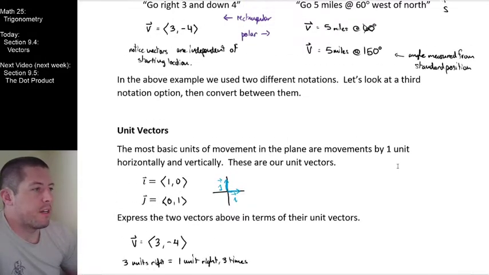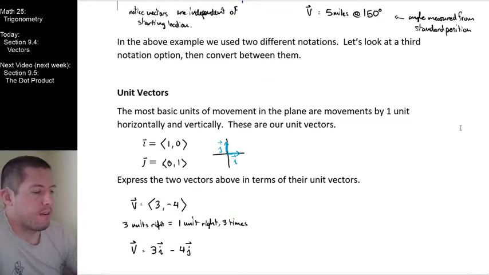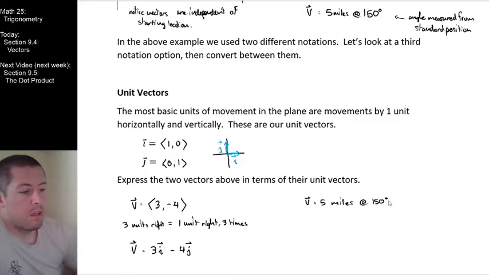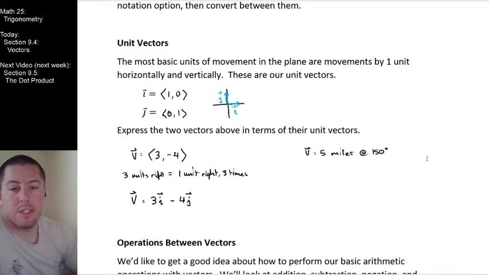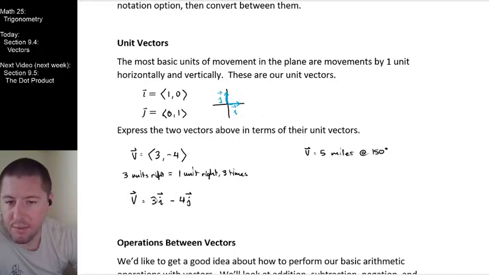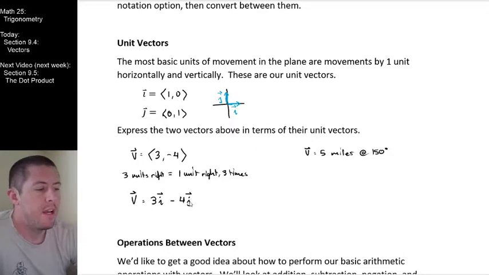The next one that we have here is a little bit less obvious, right? We've got our 5 miles at 150 degrees. So what it looks like to me is that our first notation that we saw with these brackets is very, very closely related to our rectangular form. And our rectangular form seems to be very, very closely related to our component form right here, our i's and our j's. So it seems to me like we sort of want to convert our polar form vector into a rectangular form vector.